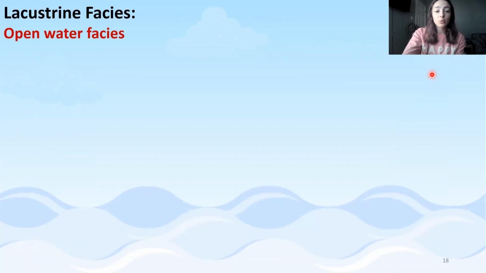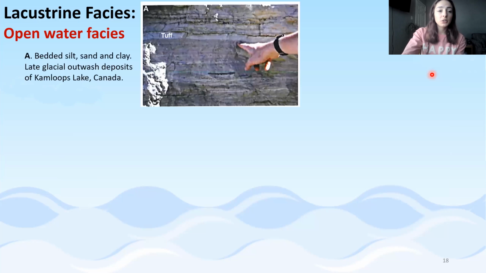Moving on to some real-life outcrop examples of the laminae from open water lake deposition. First, we have this example of bedded silt, sand, and clay from late glacial outwash deposits in the Kamloops Lake of Canada, which has an indicated tuff layer in it as well. You can see now the input from volcanic sources.